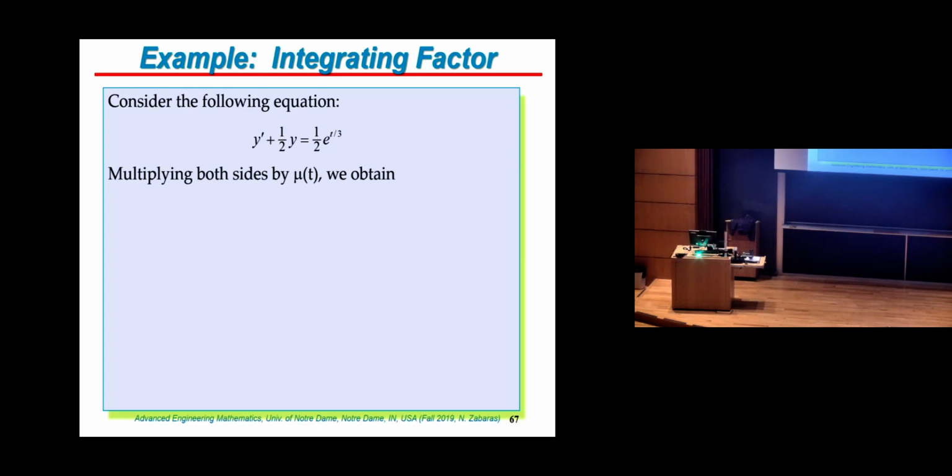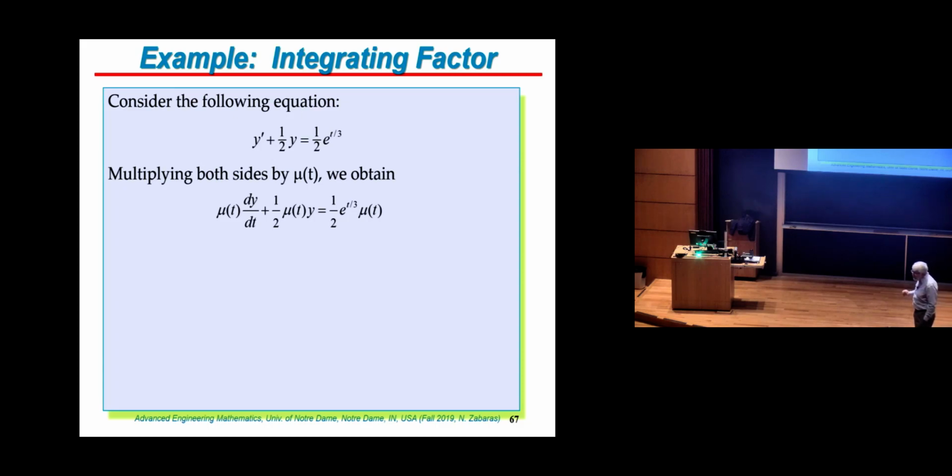You multiply this equation with some unknown function that I call mu of t. It is not known what it is yet. You will see why this method is called the integrating factor. I multiply this with some unknown mu of t, and then this equation takes this form.